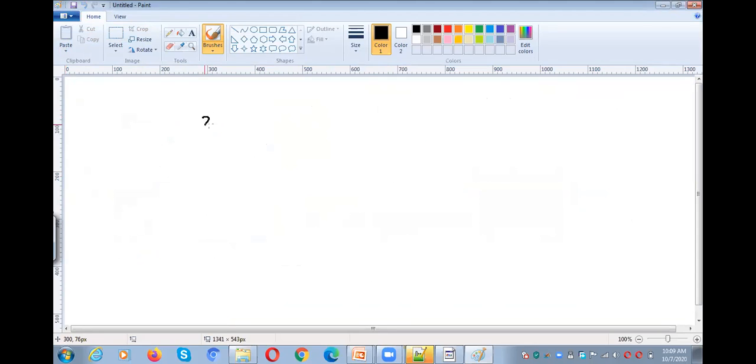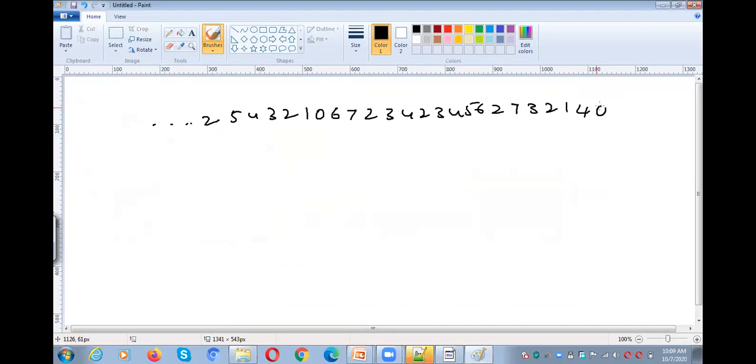For example, these are the required pages: 2 5 4 3 2 1 0 6 7 2 3 4 2 3 4 5 6 2 7 3 2 1 4 0 2 1. For example, this is the working set delta. This is the window. Then what is the working set? The working set is from here to here. So how many pages are there? 2 3 4 2 3 4 5 6. That means 2 3 4 5 6 is the working set.